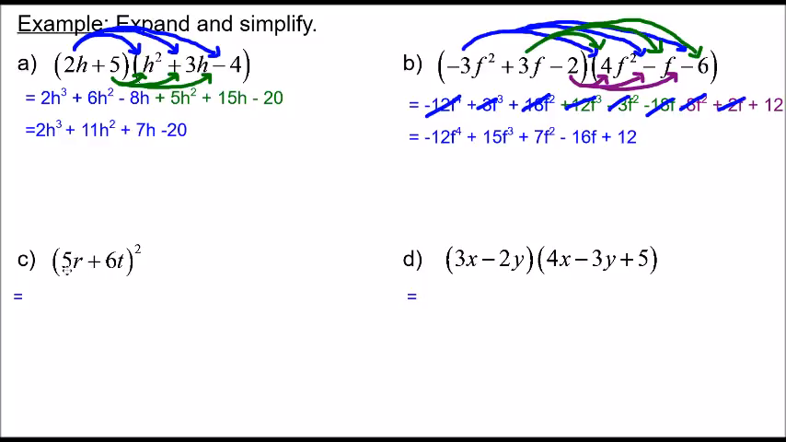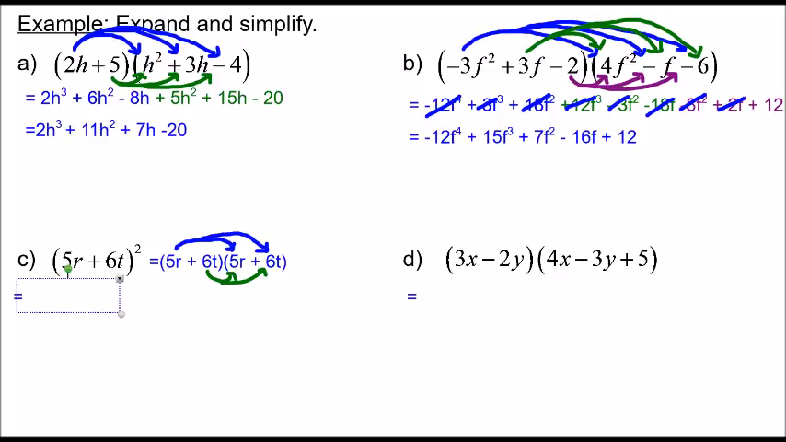Looking at question C, it's a little different because it looks initially to only be one polynomial. But because we have this squared, we know that squared means multiply this by itself. So this is actually the same as asking you to find 5r plus 6t times 5r plus 6t. We're going to follow our same steps that we've been doing all the way through. We're going to start by distributing our 5r into the second set of brackets. And then once we've done that, we're going to distribute this 6t into our second set of brackets.